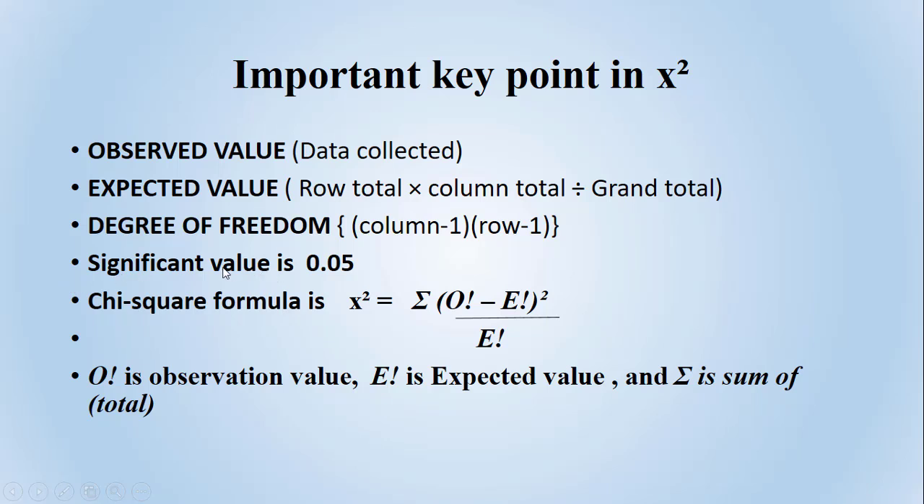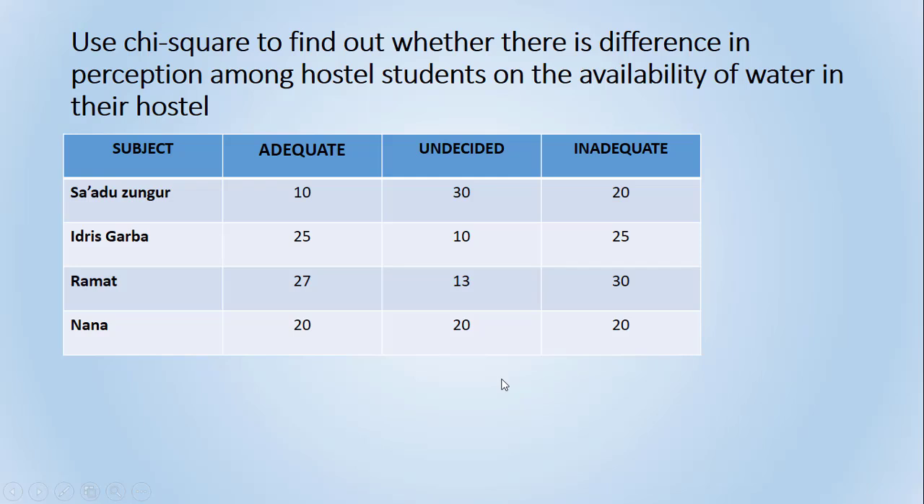Then significant value is 0.05. This significant value means deviation is a fixed deviation, that the lowest point in which the result that we may get might fall under is 0.05. Then Chi-square formula. Chi-square formula is equals to summation of observed minus expected value squared over expected value. This O is our observed value, this E is our expected value, and this E also is our expected value. So quickly we move into the question.